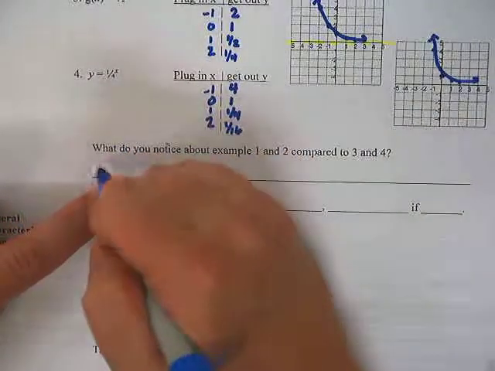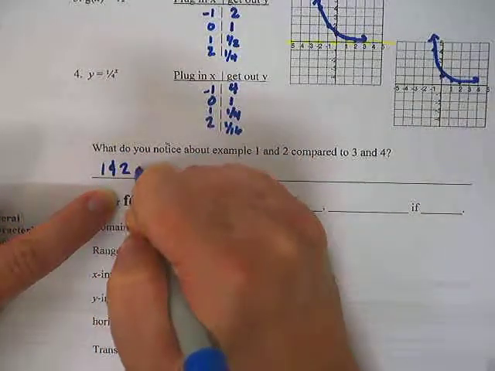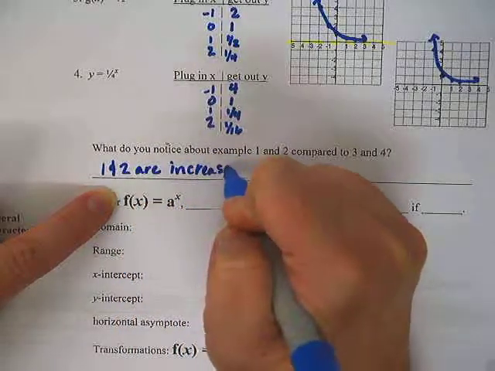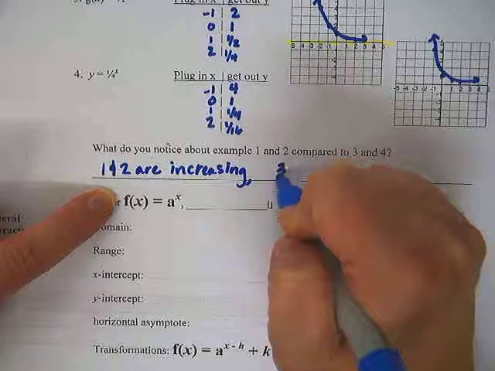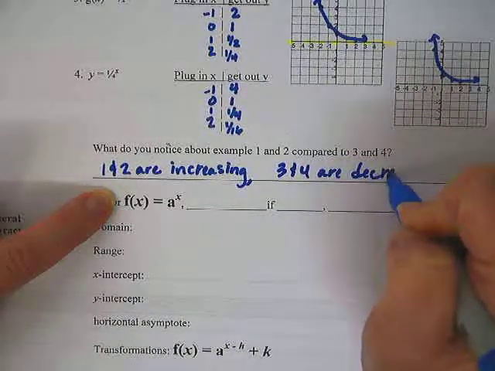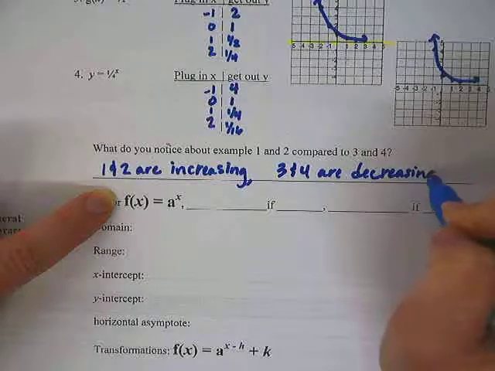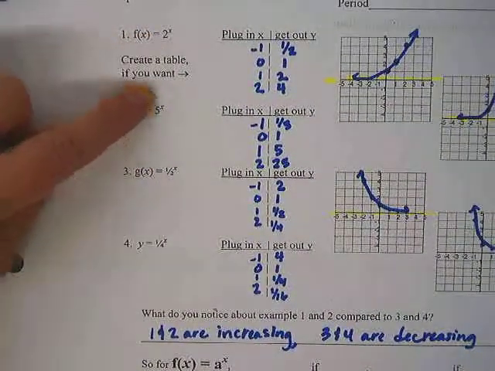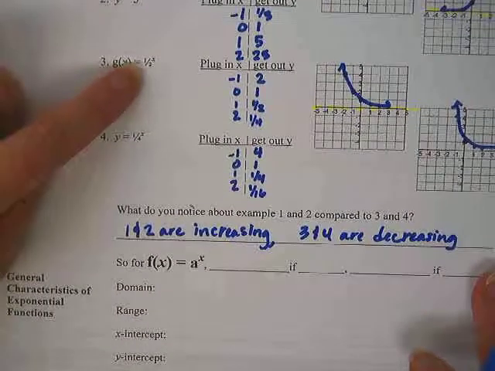So 1 and 2 are increasing, and 3 and 4, of course, are decreasing. That's kind of what I had in mind you would write here. I don't know if I want to take the time to write it. I guess we could write 1 and 2 are, let's just write it, increasing. 3 and 4 are decreasing.